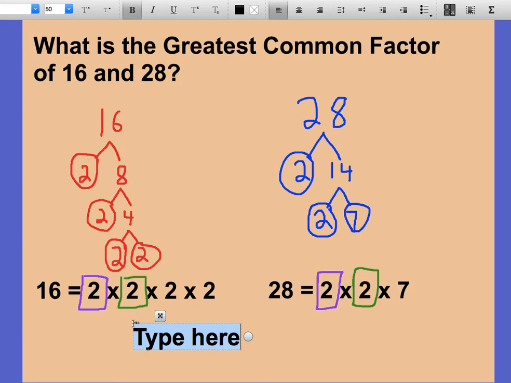So at the end, we're going to see our greatest common factor, or our GCF. We're going to take the things that we had. In purple we had a 2, and then in green we had another 2. Those were the only common factors. Multiply them together, and we get 4. So our GCF for these is 4.